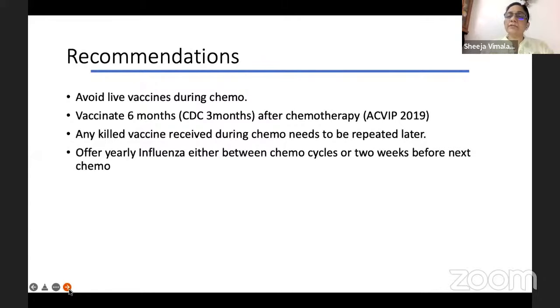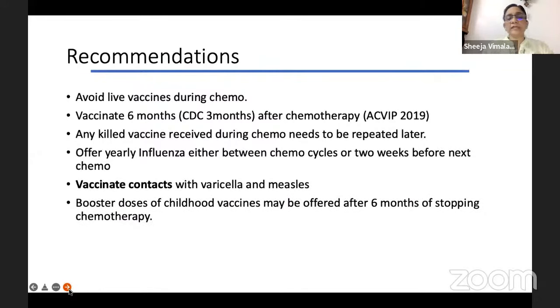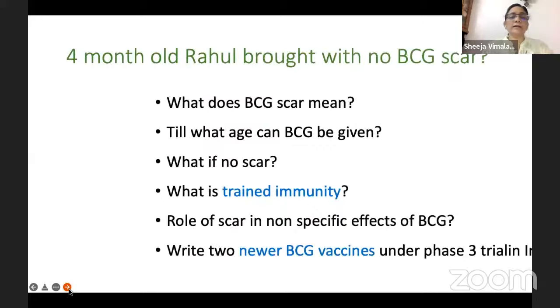So which is the killed vaccine that you're going to give for a patient on chemotherapy? The only vaccine that is recommended even while on chemotherapy is the influenza vaccine. Pneumococcal and Hib are also recommended in certain situations if not previously vaccinated, but the efficacy would be limited. So influenza is definitely indicated, and it should usually be given between chemotherapy cycles or at least 2 weeks before the next chemotherapy. Then, as I already said, vaccinate close contacts, and booster doses of childhood vaccines may be offered 6 months after stopping chemotherapy. That is also one additional recommendation.